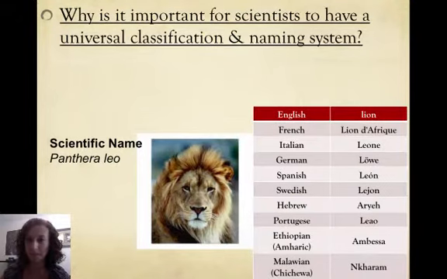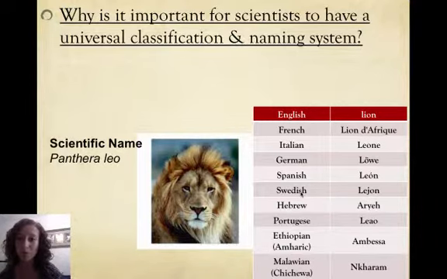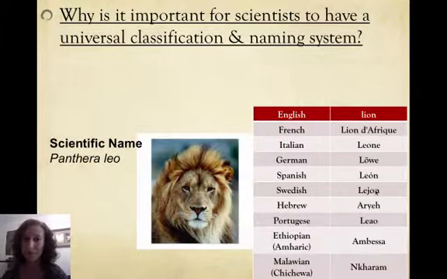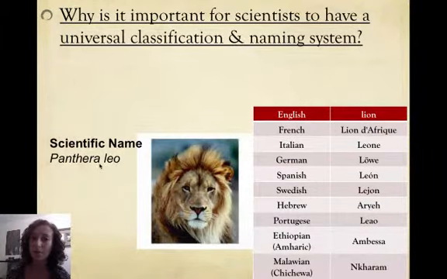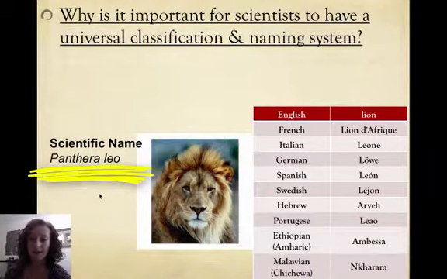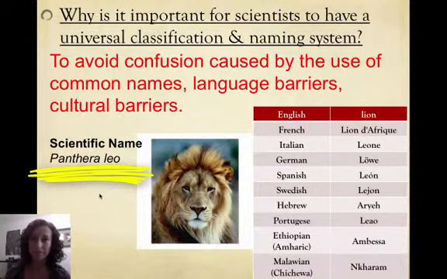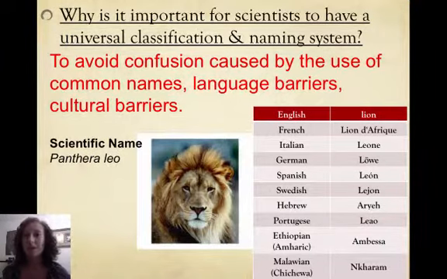Well, here's why. In all these different countries, these are the names for the lion. So if you went to Sweden and said lion, they might not know what you were talking about. But if you said the scientific name, they would recognize that as a lion. So it's to avoid confusion caused by the use of common names, language barriers, and cultural barriers.